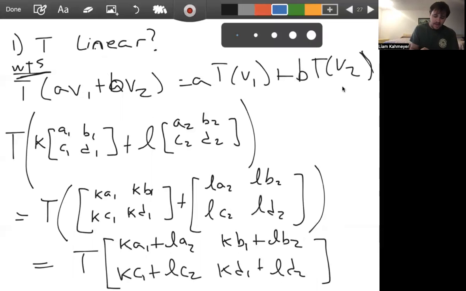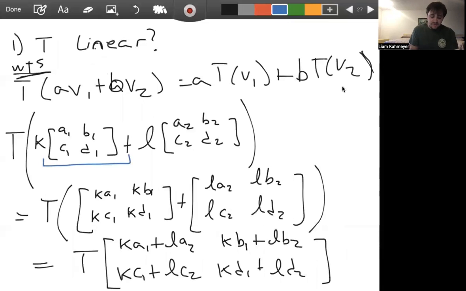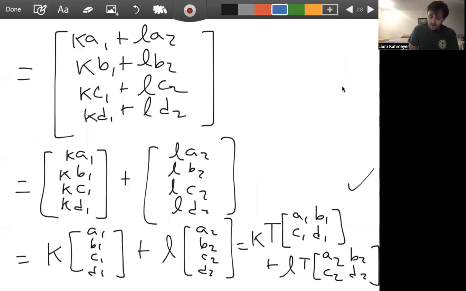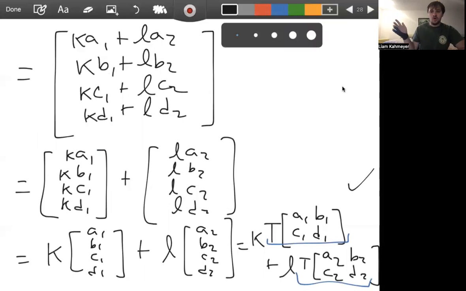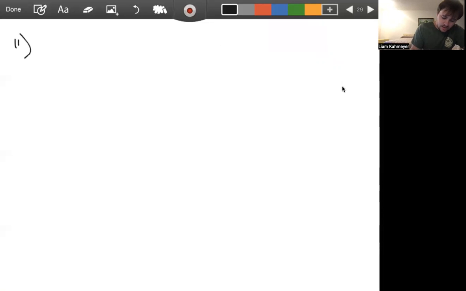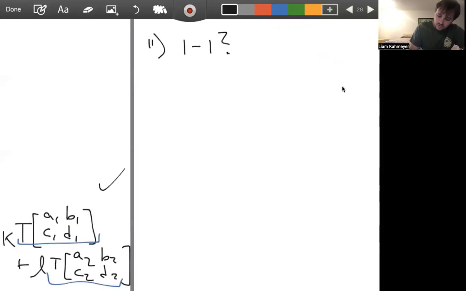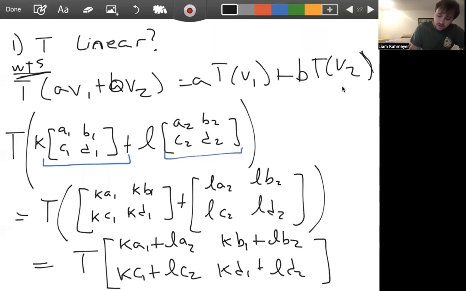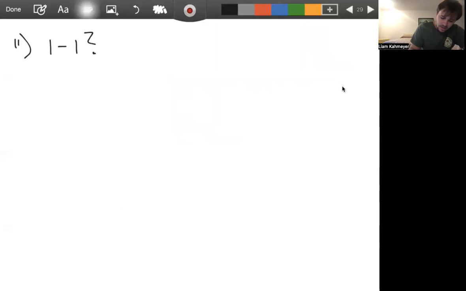Because we've taken T of K V1 plus L V2, and what we got was K T of V1 plus L T of V2, we've shown that this is linear. How do we show that it's one-to-one? So that was linear. Now I'm asking, is T one-to-one?